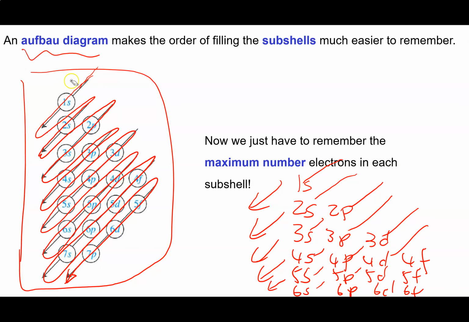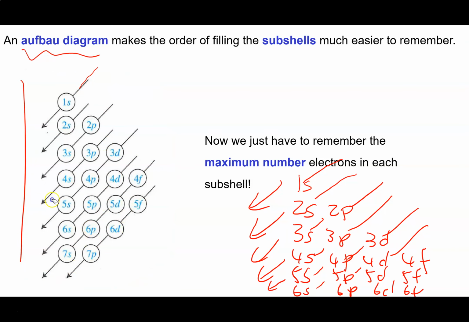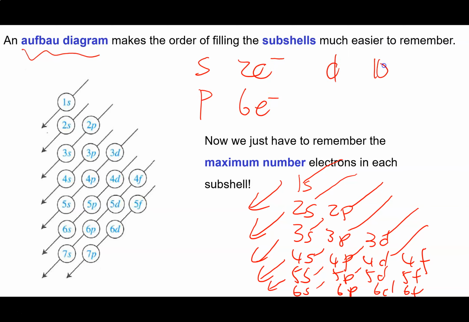So that's kind of cool. So find a diagram that illustrates this and make sure you have a bookmark. So now all you have to remember is that in any S subshell, you can put a maximum of 2 electrons. In any P subshell, you can put a maximum of 6 electrons. In any D subshell, you can put a maximum of 10 electrons. And in an F subshell, you can put a maximum of 14 electrons.